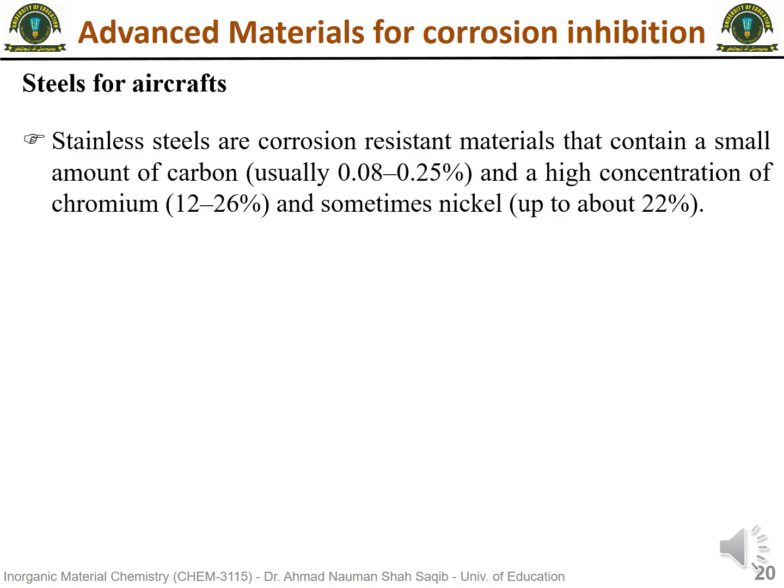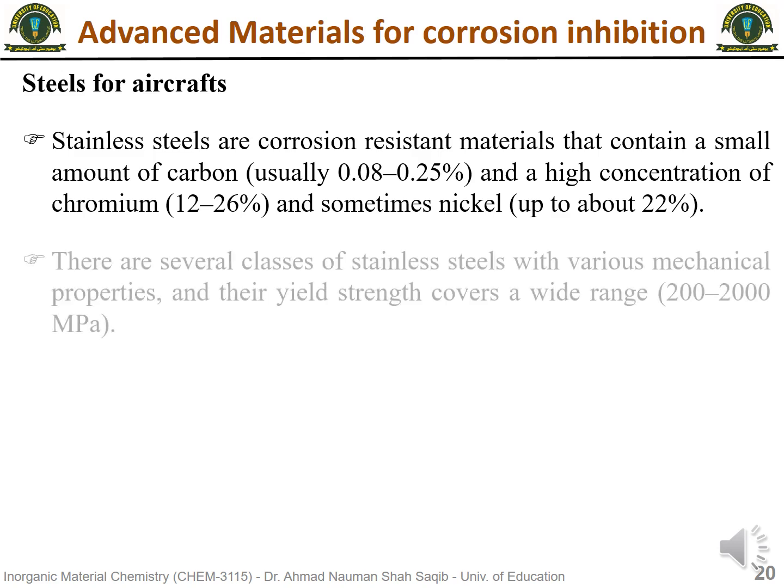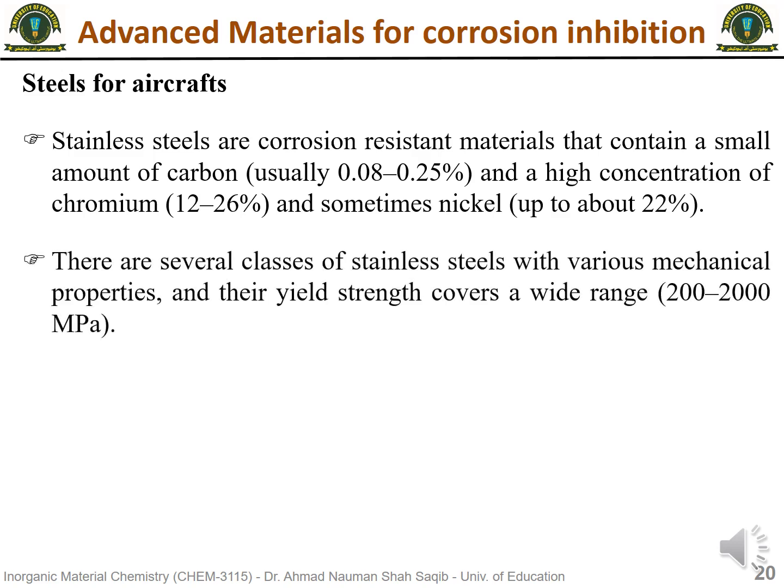So normally the stainless steels being used contain some carbon. Its amount may vary from 0.08 to 0.25%, and it contains chromium that can be from 12 to 26%, and also it contains nickel up to 22%. So depending on the ratio and the amount of these, the steels are given different names. And the purpose of adding nickel, chromium and carbon is to increase the mechanical strength of the steel and also the corrosion resistance.